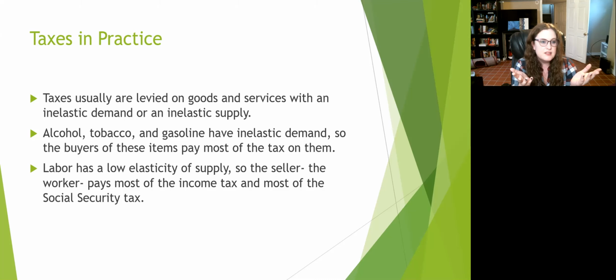Labor has a low elasticity of supply, right? So the seller, i.e. the worker who's selling their labor to the system, pays most of the income tax. Why do you pay most of the income tax instead of every time there's a tax change and your taxes go up, your job raises your income to match it? It's because you have a low elasticity. You can go to other firms. You can work for different amounts. So most of the income tax and most of the Social Security tax is going to end up getting paid by you, right? Because the number of jobs is relatively fixed.